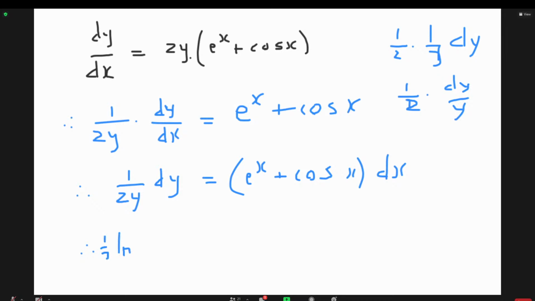a half ln y. No, actually, that's not correct. Sorry about that. All right, this is my mistake. This is the integral. All right? And the integral of 1 on y 2y is ln 2y.